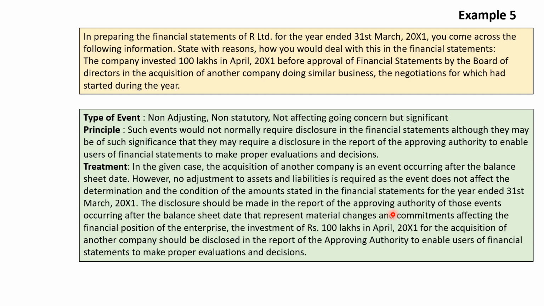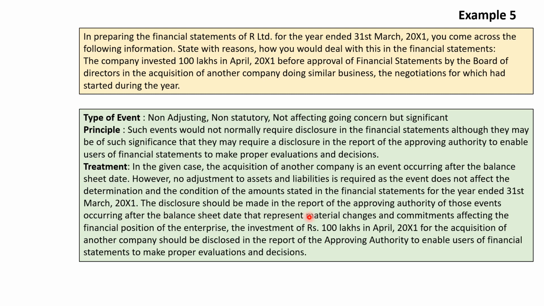So in the given case, the principle I am not reading, you can read it. You can pause the video, read the principle. Treatment is, in the given case, the acquisition of another company is an event occurring after the balance sheet date. However, no adjustment to the assets and liabilities is required, as the event does not affect the determination and the condition of the amounts stated in the financial statement for the year ended on 31st of March 2021.